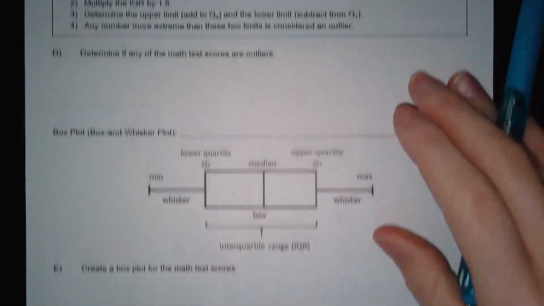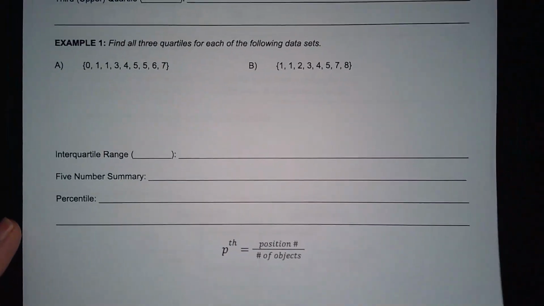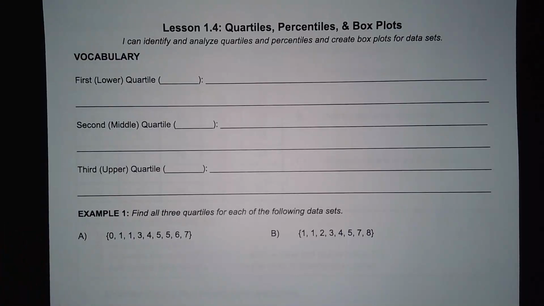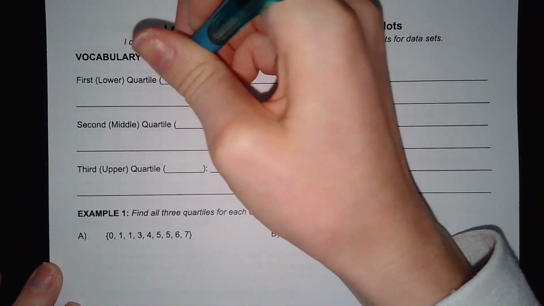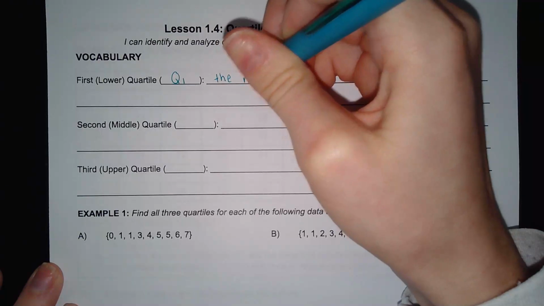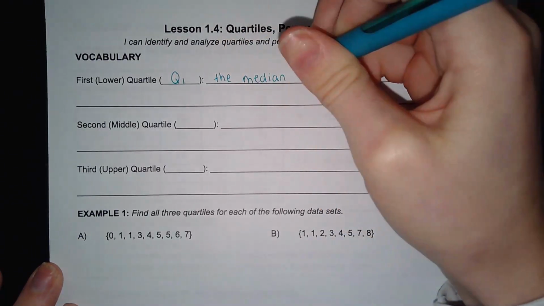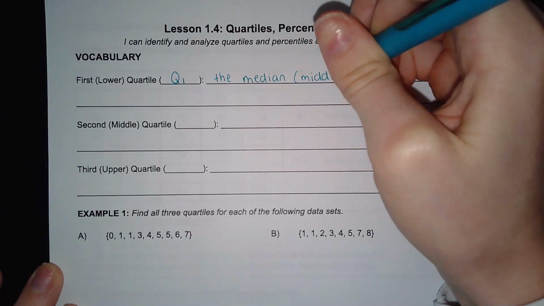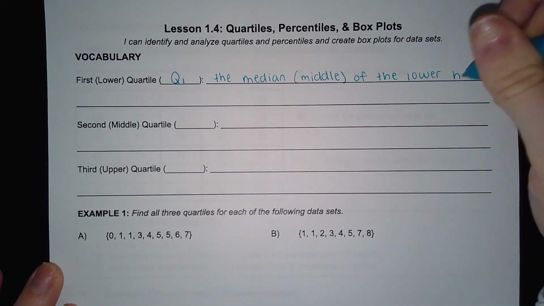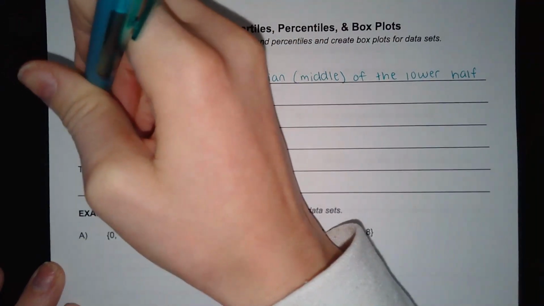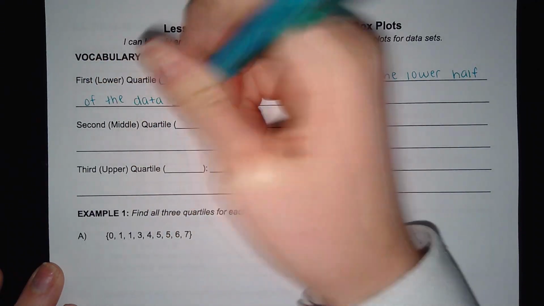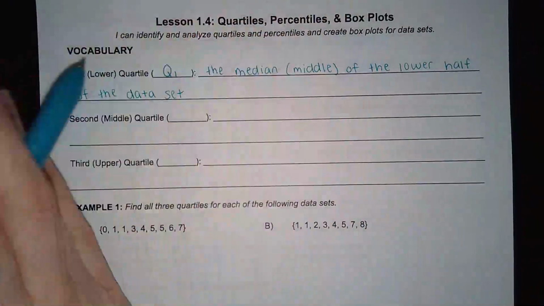So that's where we're going to start, and we're going to talk a little bit about what a quartile is and how we calculate those. So the first quartile, or the lower quartile, we're going to abbreviate with a Q1. And this is going to be the median, which we know that median means middle, of the lower half of the data set. So what we're going to do is cut this data set in half, and then we're going to find the middle of the lower half of the data set.